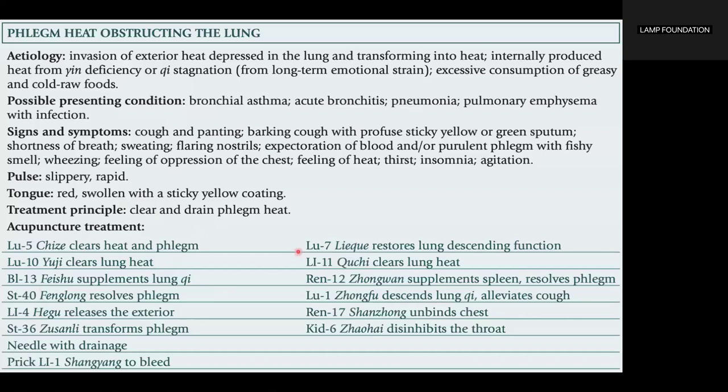Lung 7 to restore lung descending function. LI 11 to clear lung heat. REN 12 to supplement spleen, resolve phlegm. Lung 1 to descend lung qi and alleviate cough. REN 17 to unbind the chest, and Kidney 6 to disinhibit the throat. Needle with drainage. We prick LI 1 to bleed.